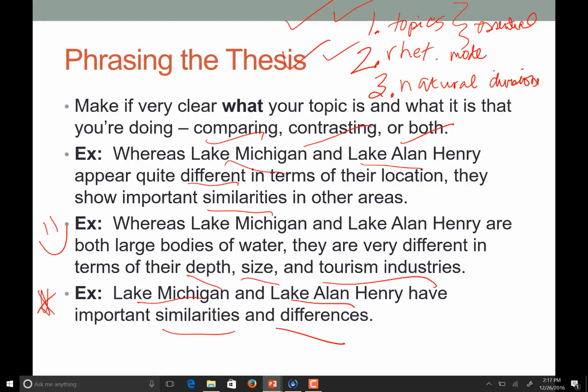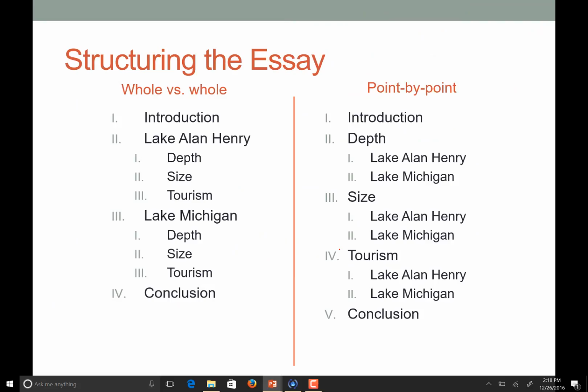So now for this one, we have not only the topic, we have the rhetorical mode, we also have those natural divisions. And now my reader can expect that the first body paragraph is going to be about this, the second body paragraph about that, and the third body paragraph about that. And it's very specific, very detailed. Again, you don't want to worry about making it too obvious for your reader. Your thesis statement should tell them exactly what you're doing.